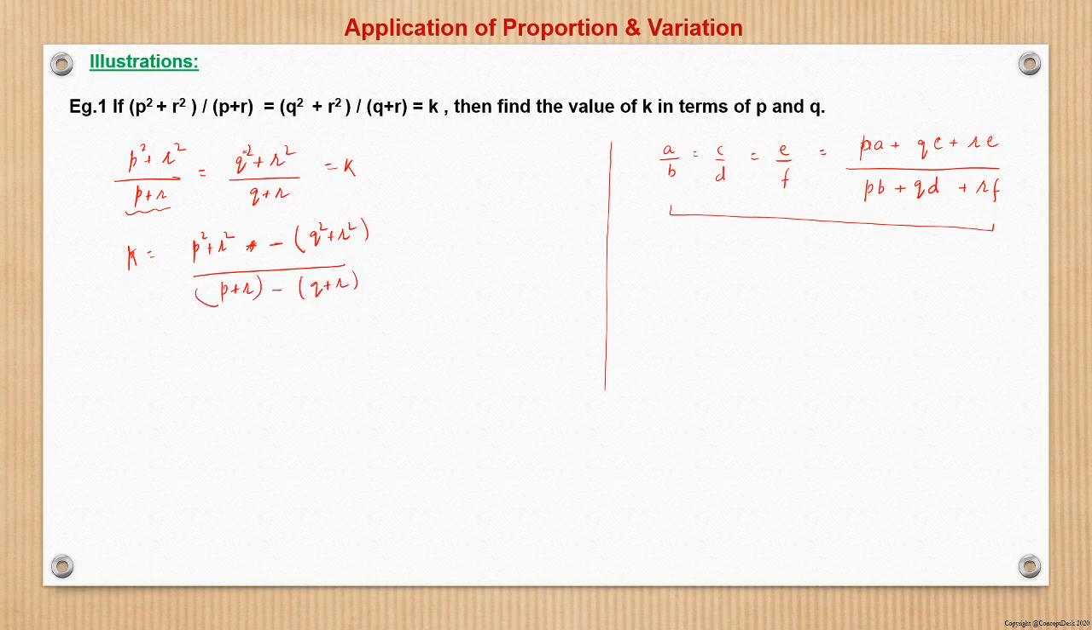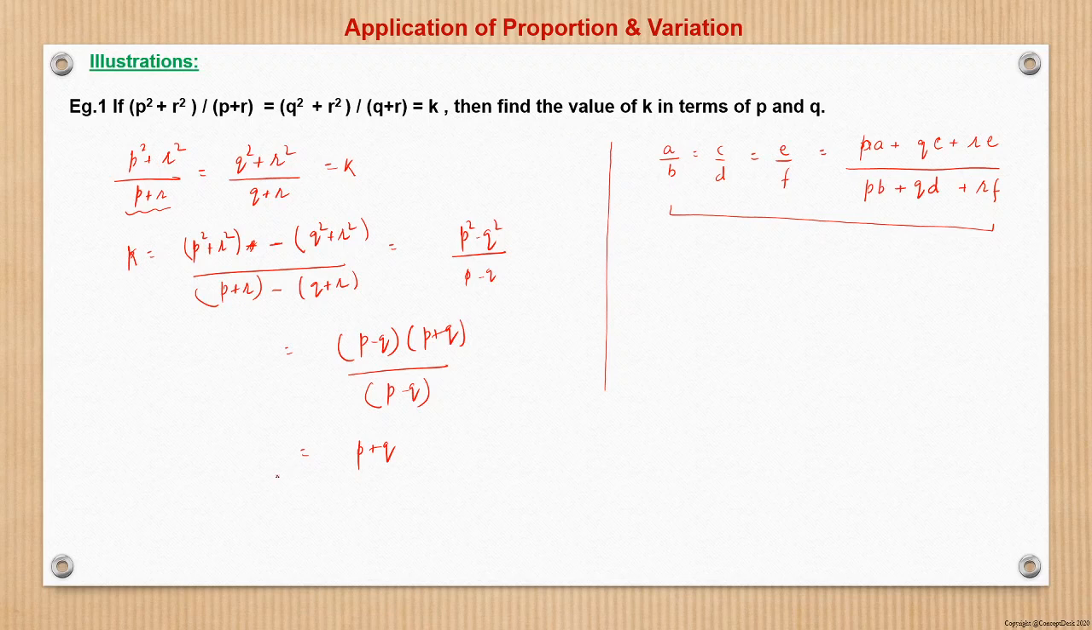So basically, the coefficient of q square plus r square, we are taking as minus 1, like here we take minus 1 and minus 1 for q, and for p we are taking plus 1 both in numerator and denominator. If we solve this, this becomes (p square minus q square) upon (p minus q). This further becomes (p minus q) into (p plus q) upon (p minus q), which can be written as p plus q.